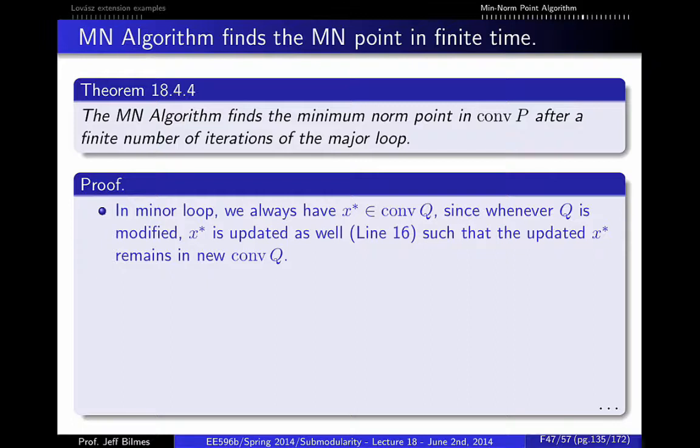But anyway, let's go back to this proof for a minute. So in the minor loop, starting at line 8, like I said, one invariant we have is that x star always stays within the convex hull of Q. We saw that before, right? In line 16 as well, even when we delete, we argued before that in line 15 we make sure that the assignment in line 16 ensures that x star is still in the convex hull of the new Q, the Q that results after line 15. Okay?